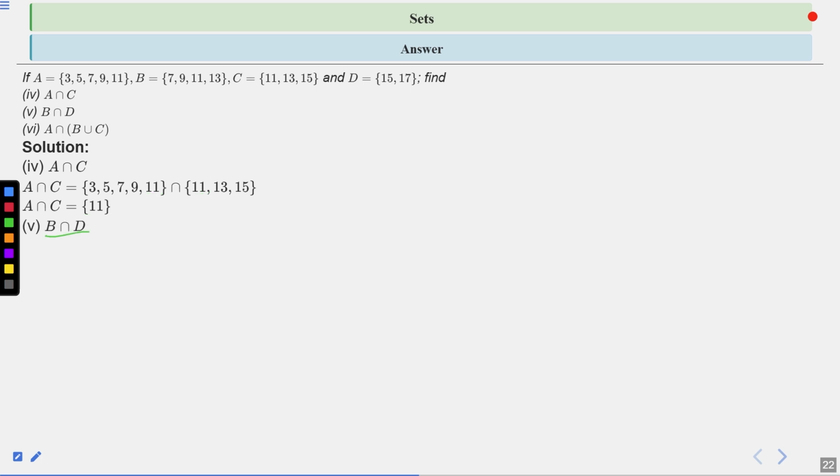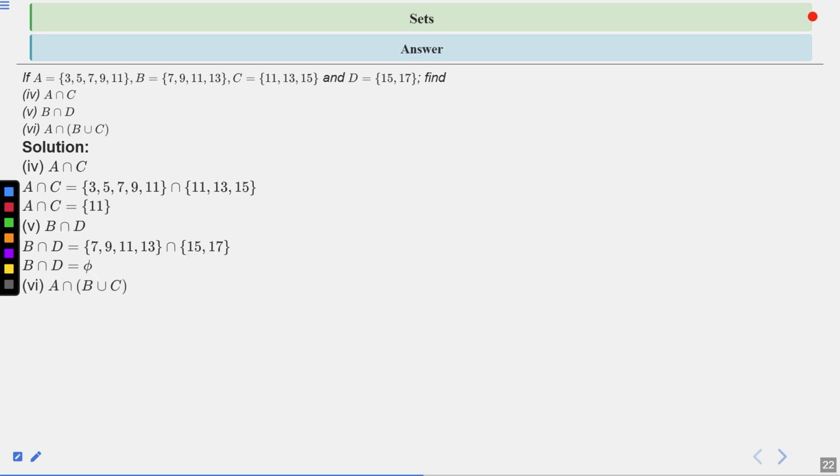What about B intersection C? Collect common elements from B and D. If you look at these roster forms, you do not have any common elements in both. So both sets are disjoint, and the intersection will be the empty set.